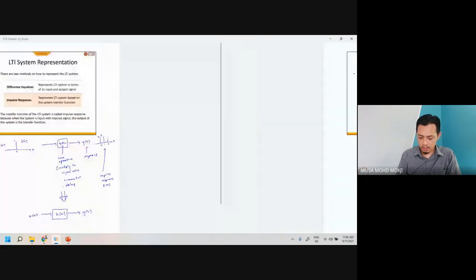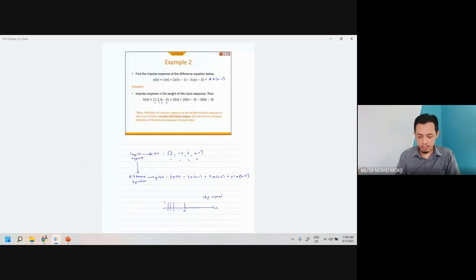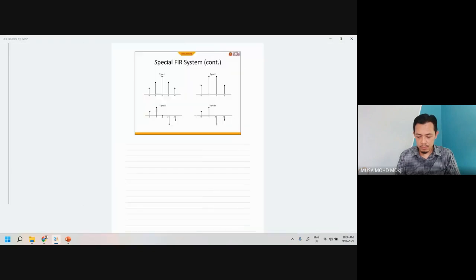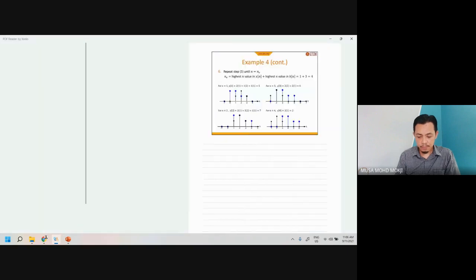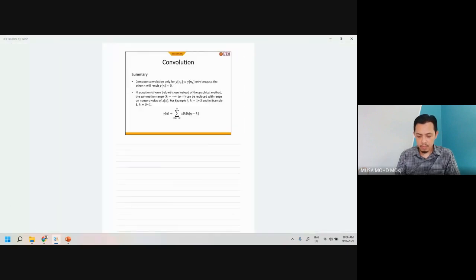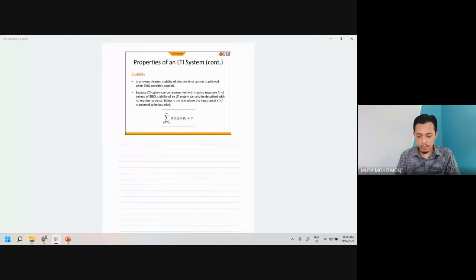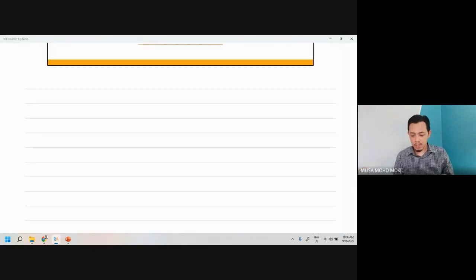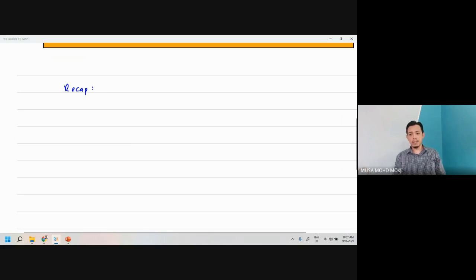LTI system, let's see where we stopped last time. So we're done with convolution. Today it's supposed to be properties of LTI system. Okay, just before that, let's do some recap of what we have learned so far.